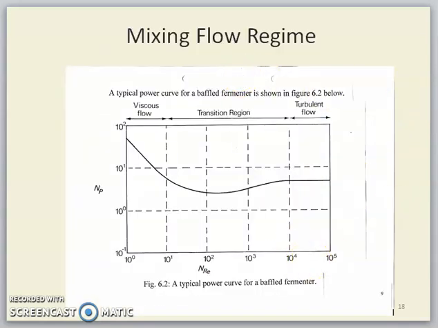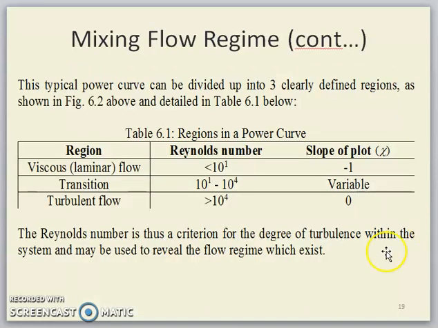Similar to fluid flowing through a pipe, the mixing flow regime in a fermenter is shown in this figure, where you can see we have the viscous or laminar flow, the transition region, and turbulent flow. In most fermentations, we aim for this turbulent flow. And the region can be identified based on the Reynolds number.